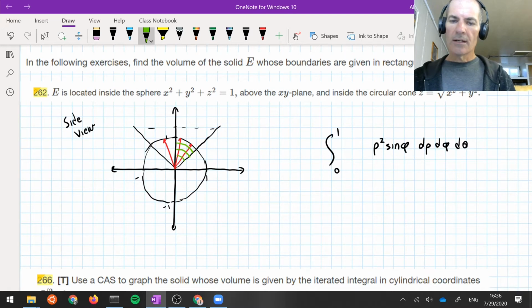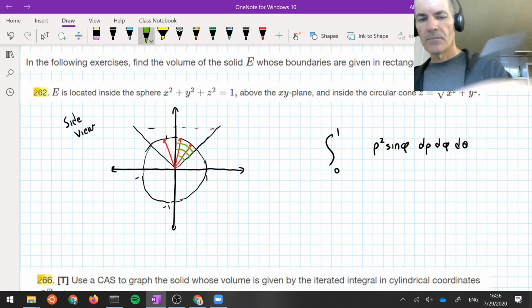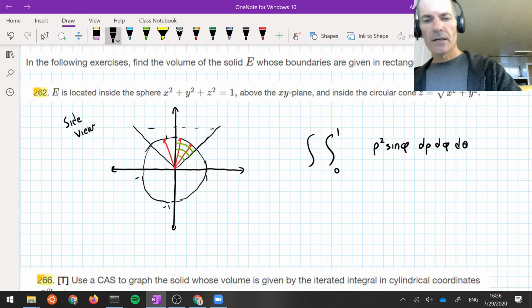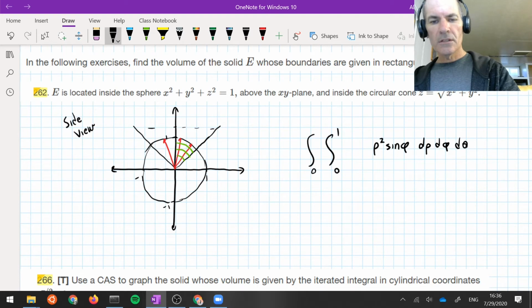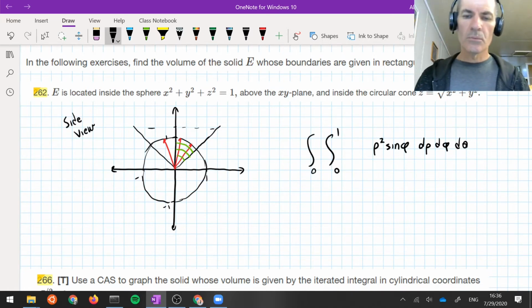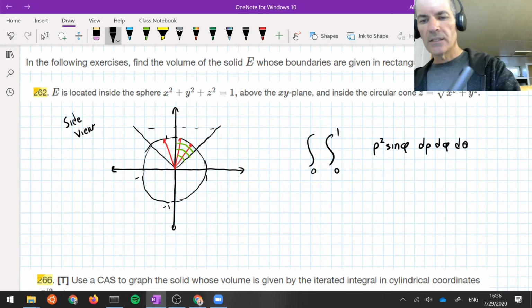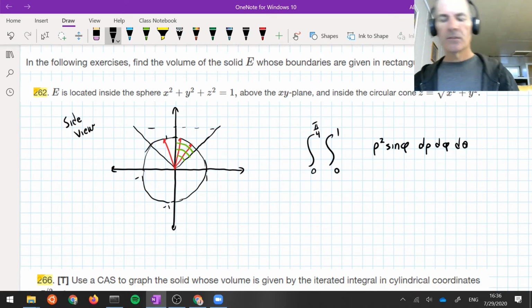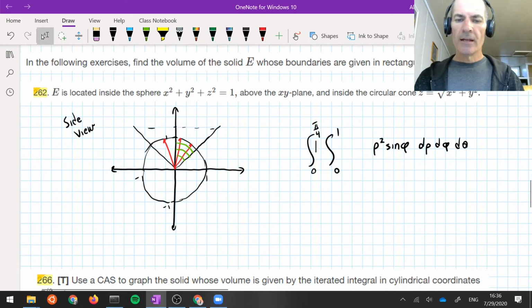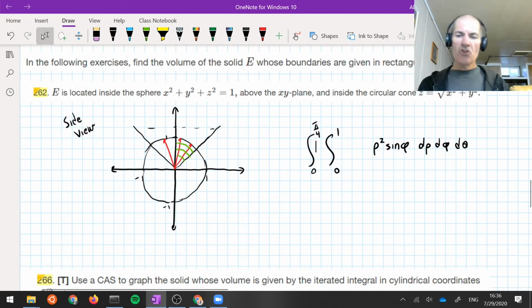Where does phi start and where does phi end in that situation? Phi is always starting on the North Pole, so it's always starting at phi equals 0, and it's going out until it hits the boundary of this cone. And because this cone is this nice sort of line of slope 1, we know that the angle in there is pi over 4. So the maximum angle is pi over 4. Now you might say, hey, wait a minute, Schuler, doesn't it go from minus pi over 4 out to pi over 4? And the answer is no.